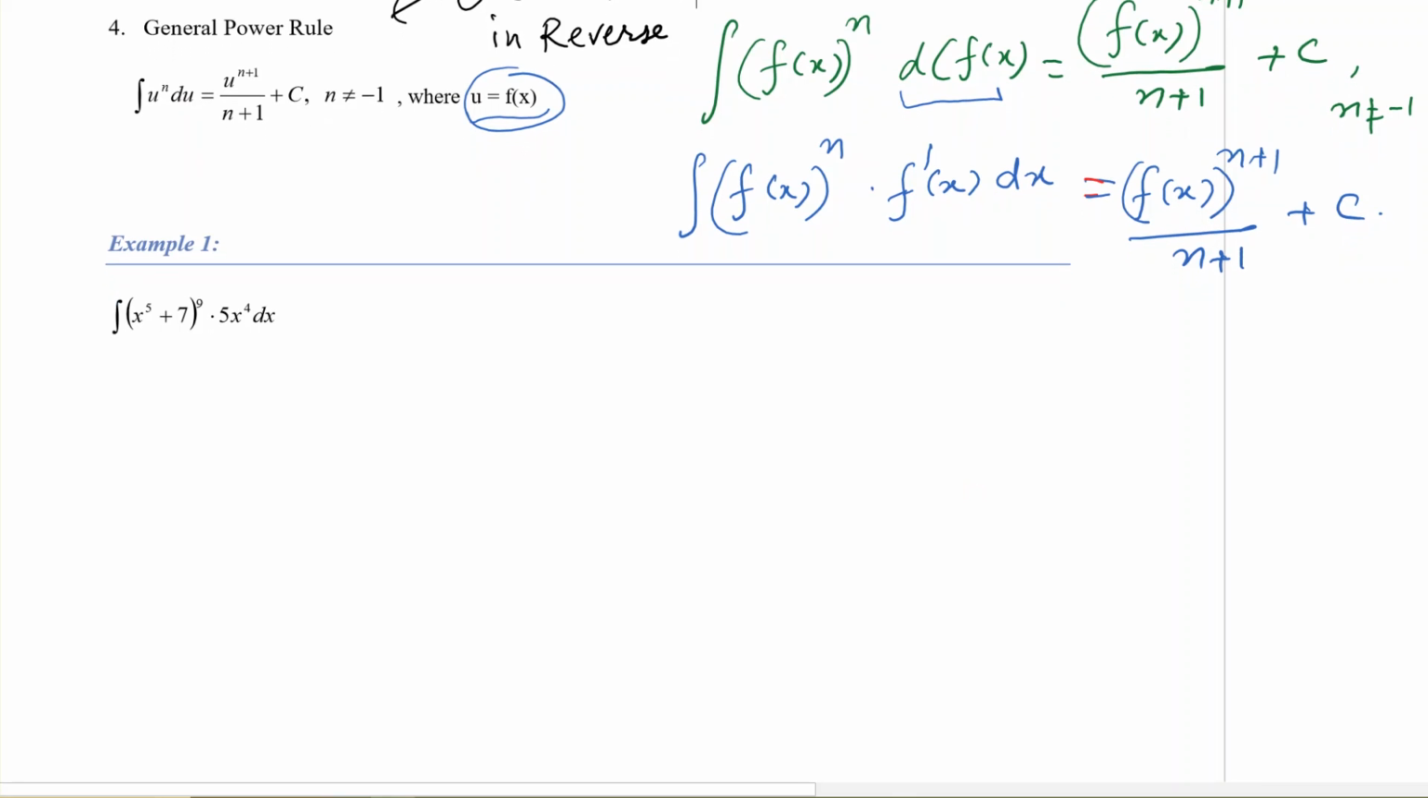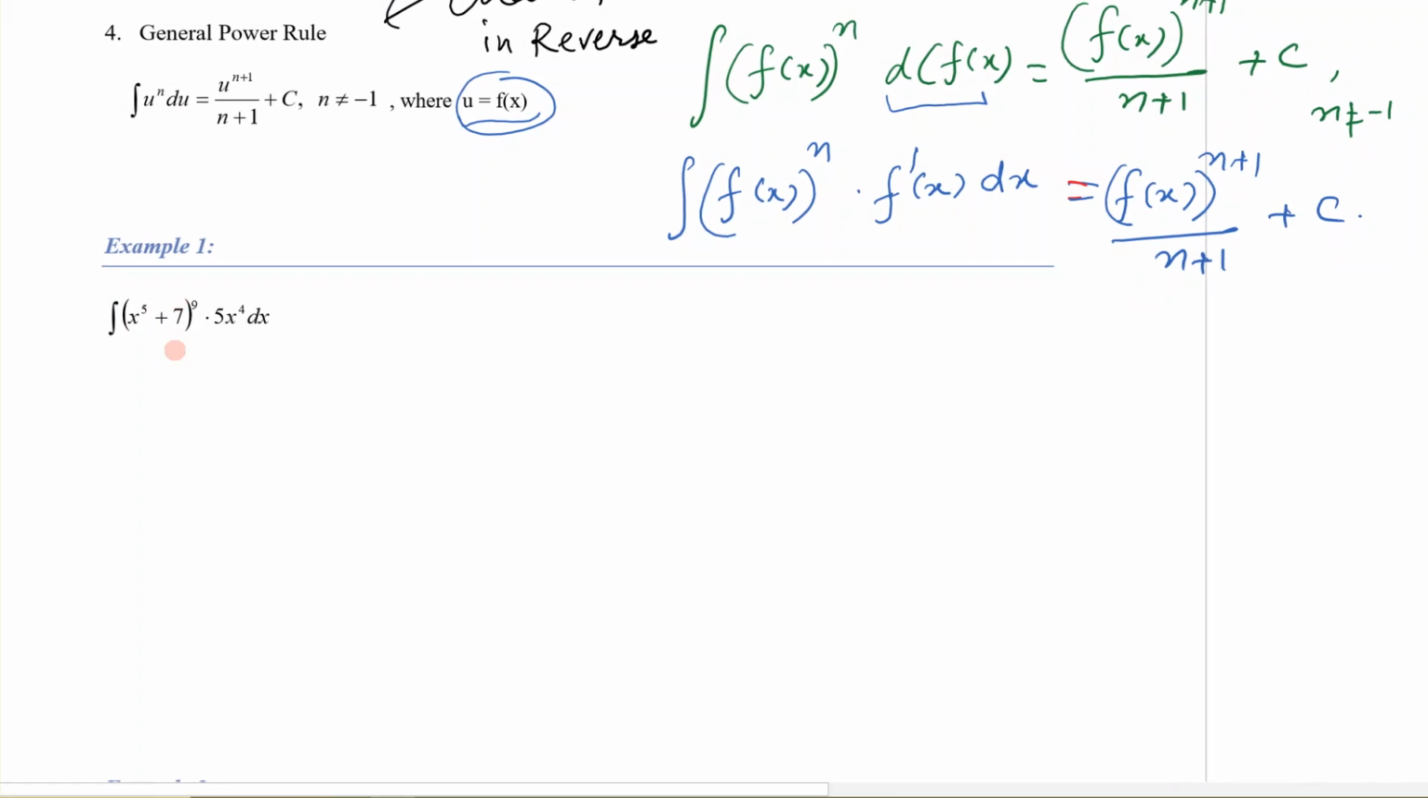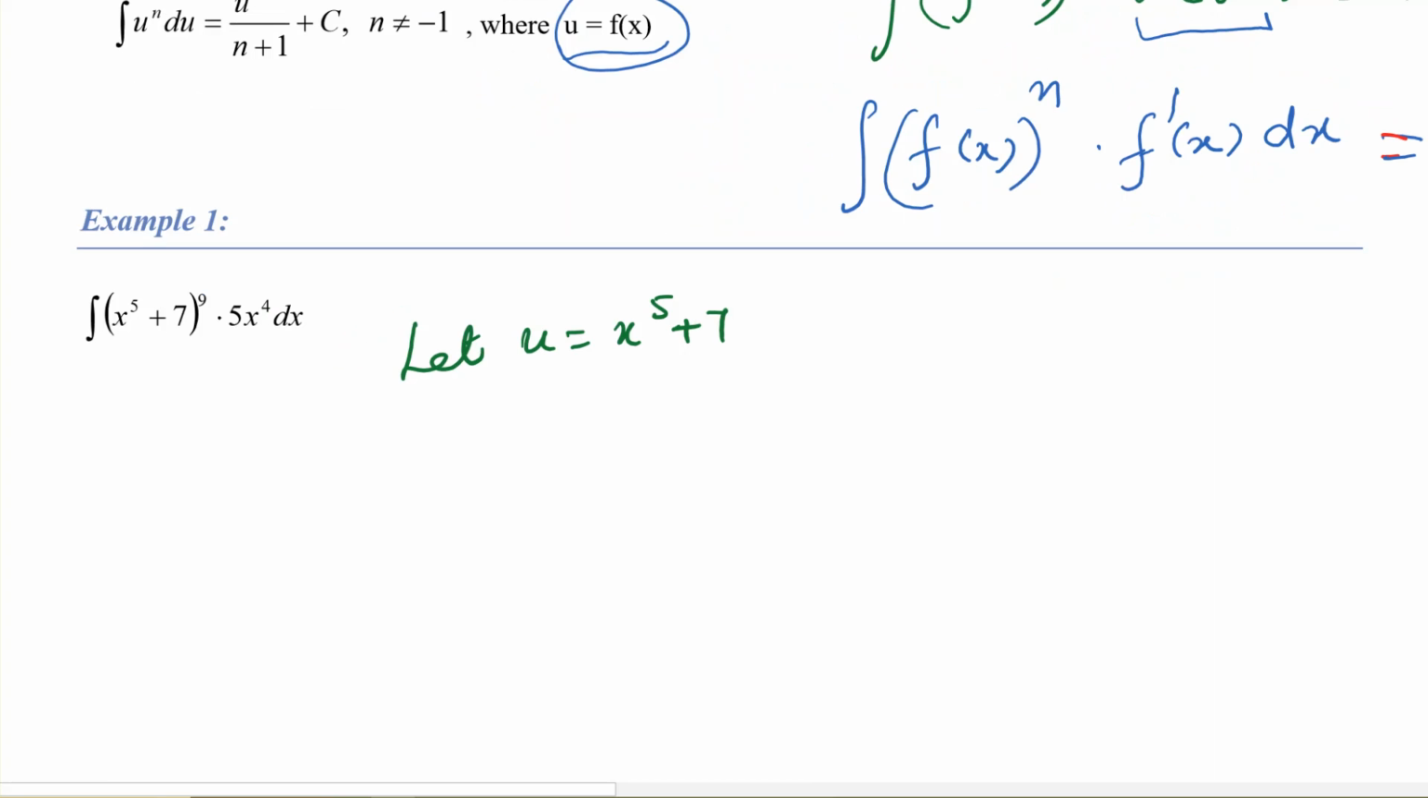So first you have the integral of (x raised to power 5 plus 7) whole thing raised to power 9 times 5x raised to power 4 dx. First I will tell you the traditional method, which is our u-substitution method, and then I'll show you the quick way to do the same problem. So let's put this more complicated function as u. So I try to do this substitution here.